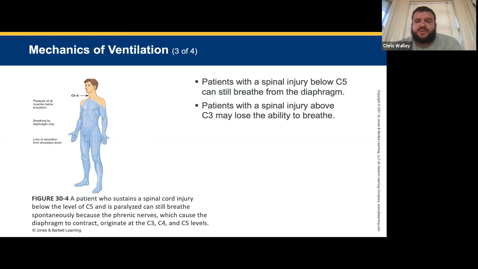A patient with a C3 injury or above can lose the ability to breathe. So we see that's pretty high. A C6 is here, and C3 is right here at the base of the skull. So if they have to be on ventilators, and they're able to move around and open their eyes and all that, but they can't breathe on their own, that's because they've had at least a C3 injury.